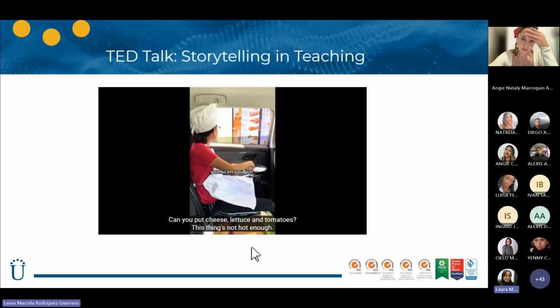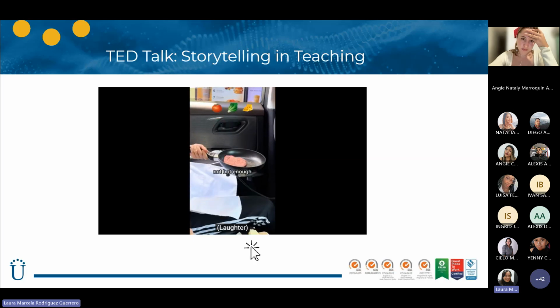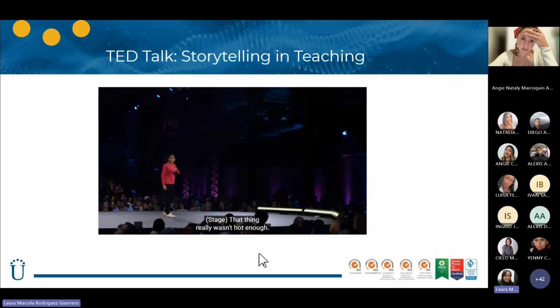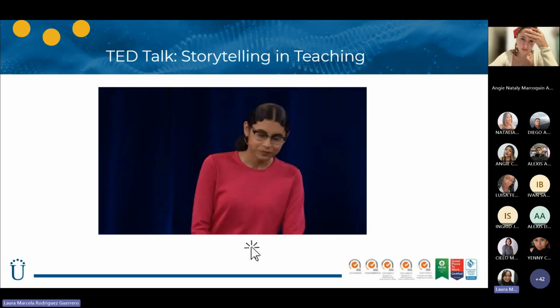Burger? Yeah, can you put cheese, lettuce, and tomatoes? It's not hot enough. That thing really wasn't hot enough. But as you can see, I took this question very seriously.